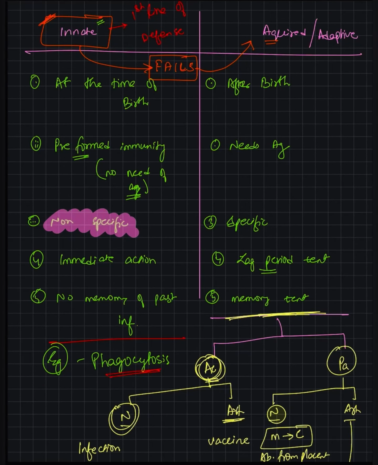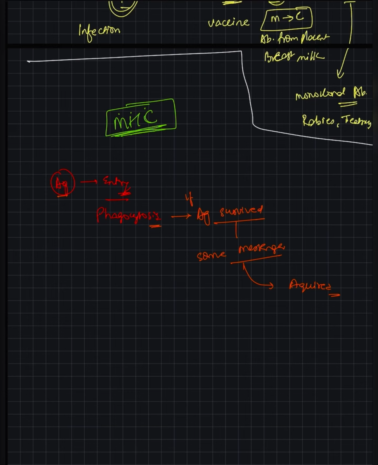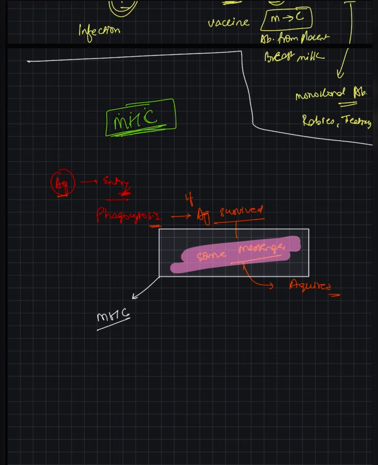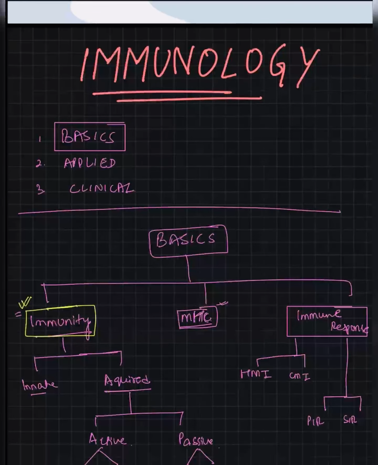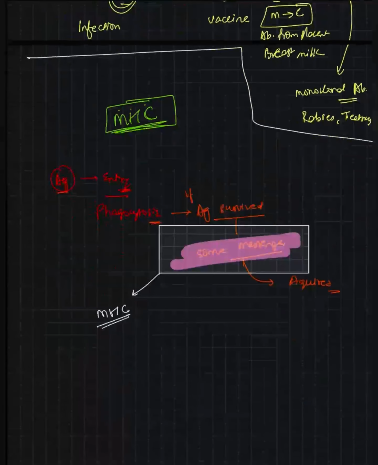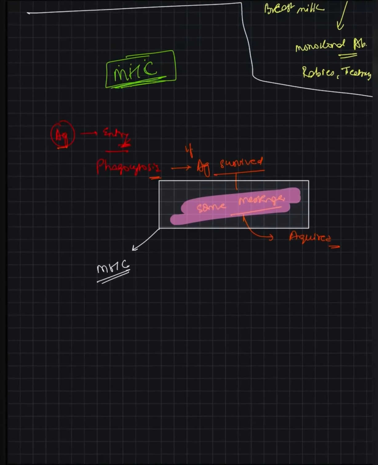Similar is the case when the antigen survives phagocytosis, there is going to be some messenger. Some messenger will go and talk to the acquired immune system that, sir, go now, you have to take charge and kill the foreign particle. This messenger is nothing but MHC, major histocompatibility complex. So we can say that MHC is nothing but a messenger. Okay, so this is the story.